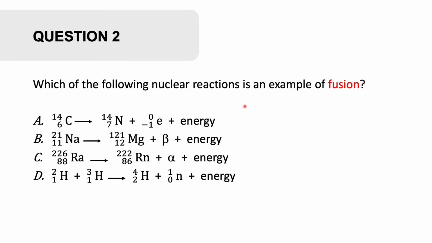Therefore, from the list of answers here, only D shows the fusing of two nuclei and producing one heavy nucleus, neutron, and also energy. Therefore, the answer for this question is D. I hope everybody answered this question right.